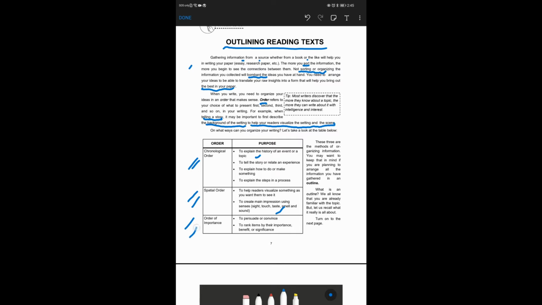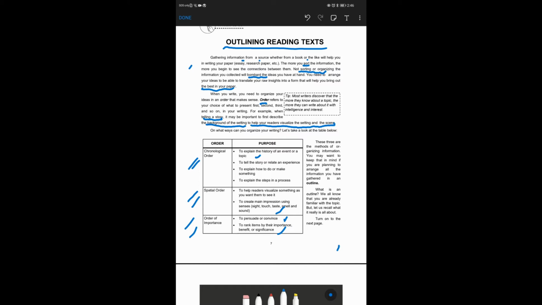And then, finally, we have the order of importance. So this is used when you try to persuade or convince people. Kapag hinihikayat mo silang maniwala sa'yo, this is what you use when you rank items by their importance, benefit, or significance. So for example, you're trying to convince your teacher about your position on a social issue. So you would organize your information not by time, as in chronological order, not by spatial order or descriptions, but by order of importance. Ano ba yung unang-unang mahalaga mong point? Bakit ka naniniwala sa issue na yon? Okay? And the others.